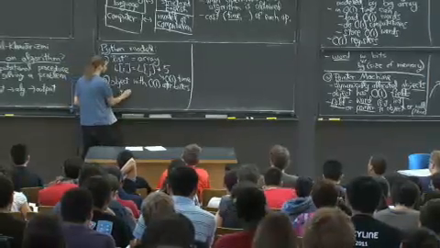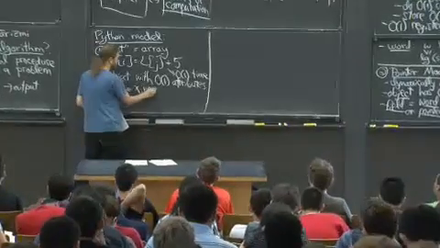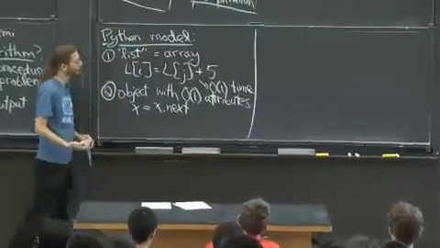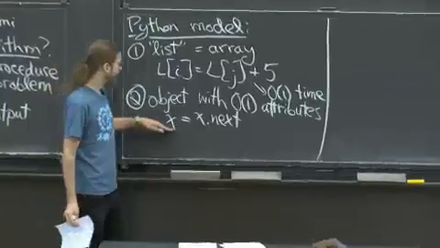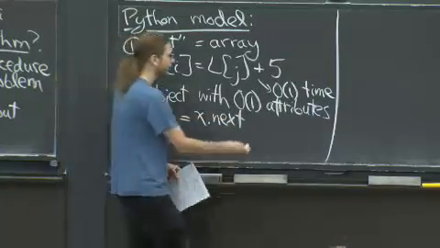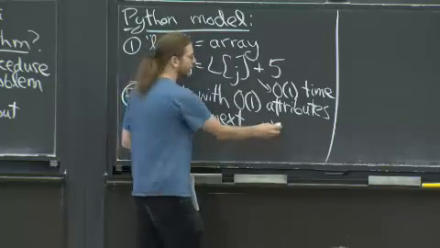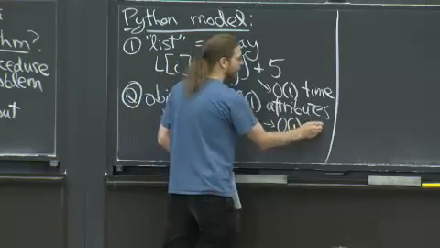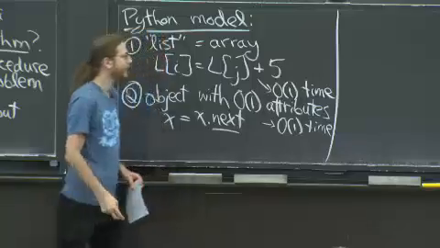And so if you're implementing a linked list, Python, I checked, still does not have built-in linked lists. They're pretty easy to build, though. You have a pointer, and you just say x equals x.next. That takes constant time, because accessing this field in an object of constant size takes constant time.